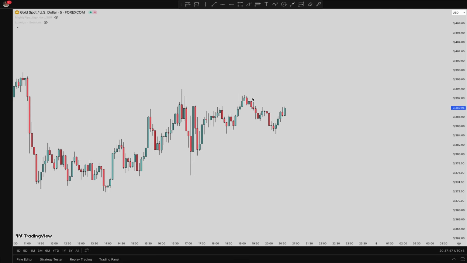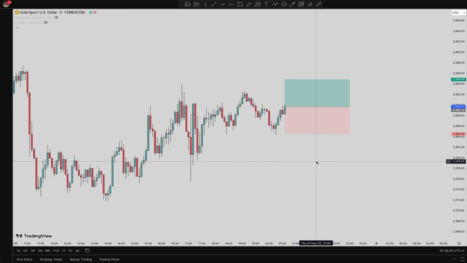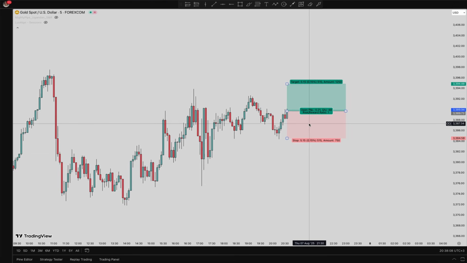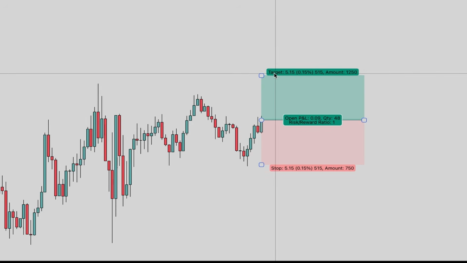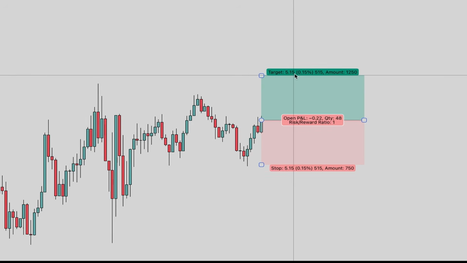What you're going to do is, for example, if you're going to take your trade, all of you guys know that there is a long and short position tool on TradingView. For example, this is a long trade. Let's assume we want to enter a trade here. So this is a risk to reward ratio tool right here on TradingView. This tool alone can help you know how many pips you're going to be risking on this trade for gold. For example, here you see on the top there's a word written, target, and here it is saying 5.15, then 0.15%, then 5.15, then amount 1250.